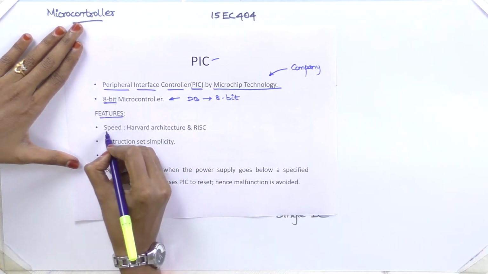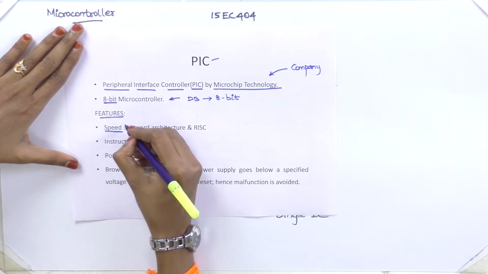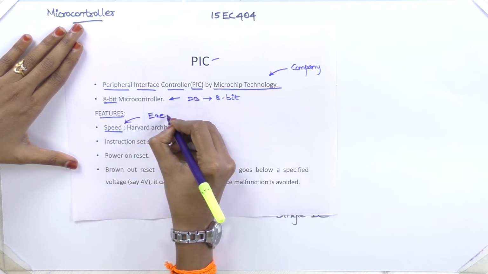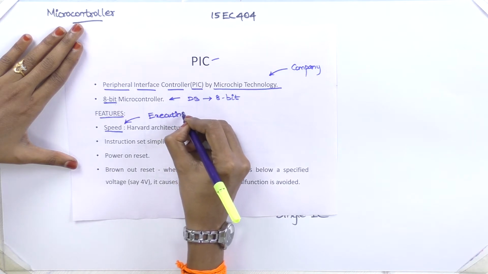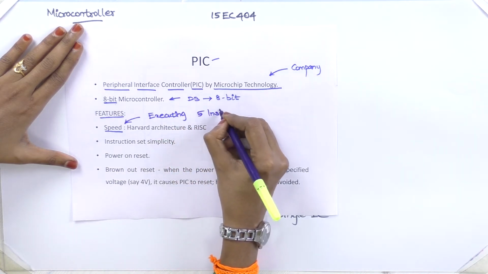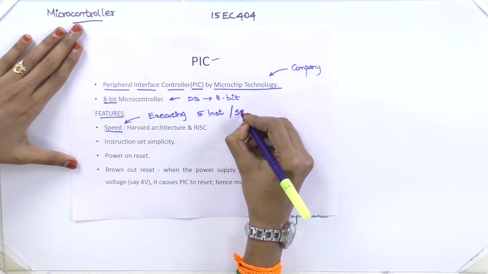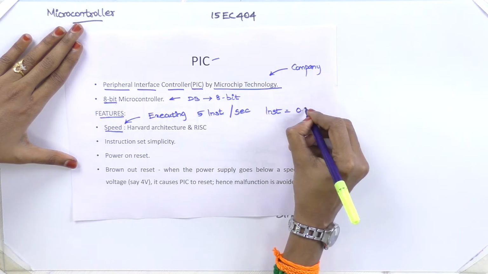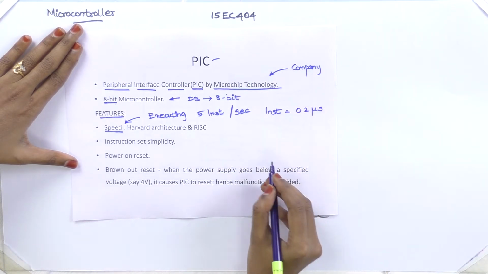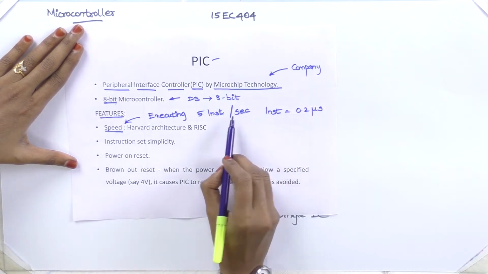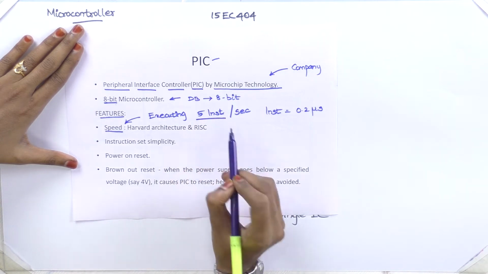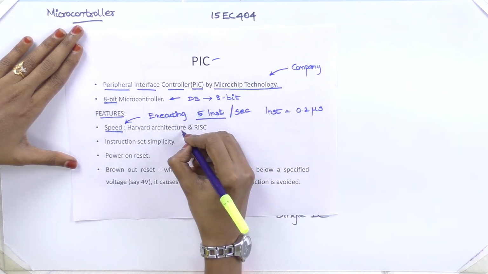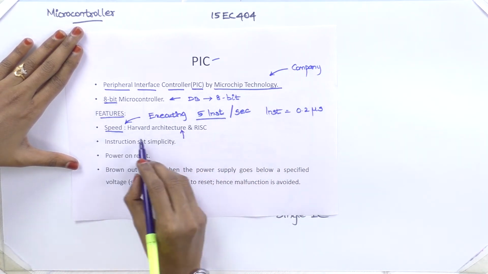First feature is speed. So this microcontroller is capable of executing 5 million instructions per second. Okay, which means that each instruction will take 0.2 microseconds. Okay, fine. So it is faster than the other controllers, and the architecture that it follows is Harvard architecture. We will see that shortly.